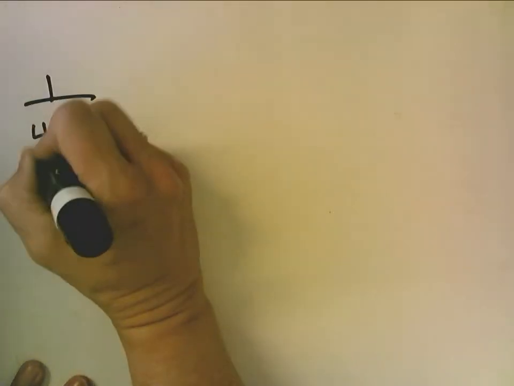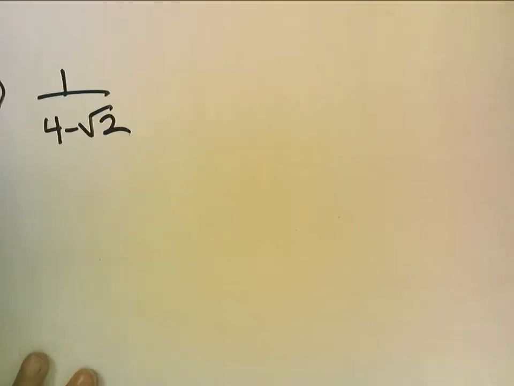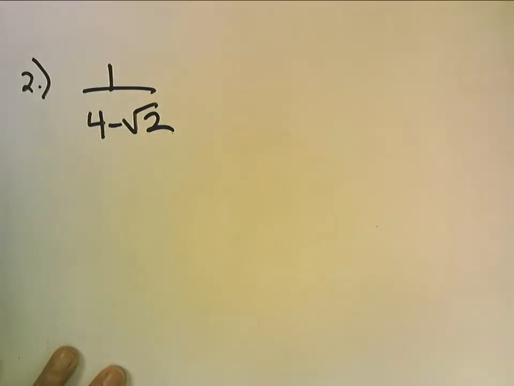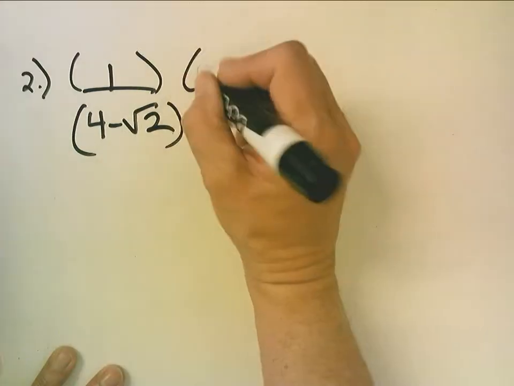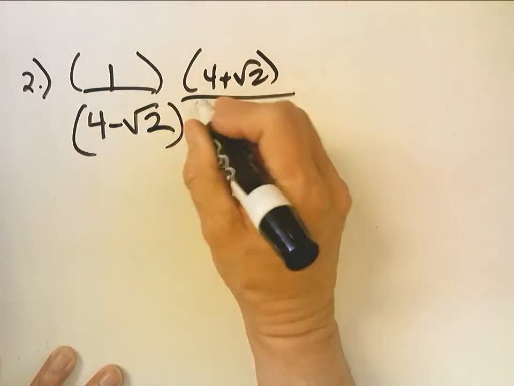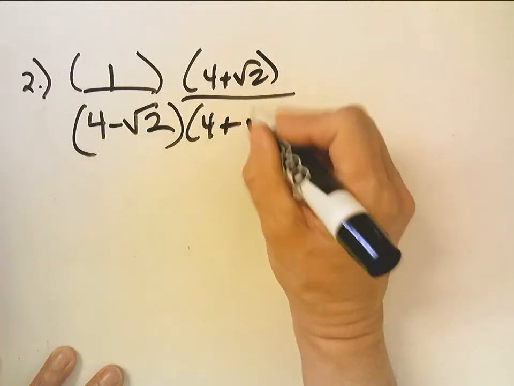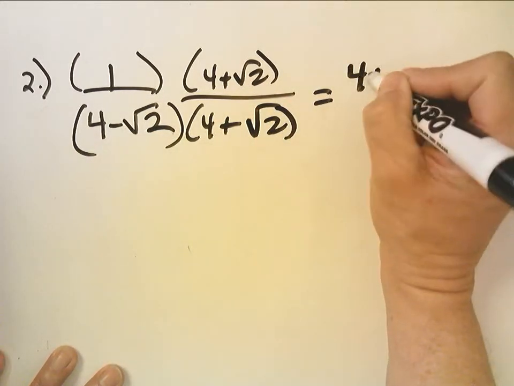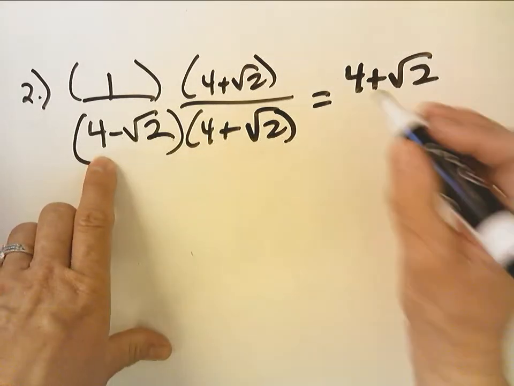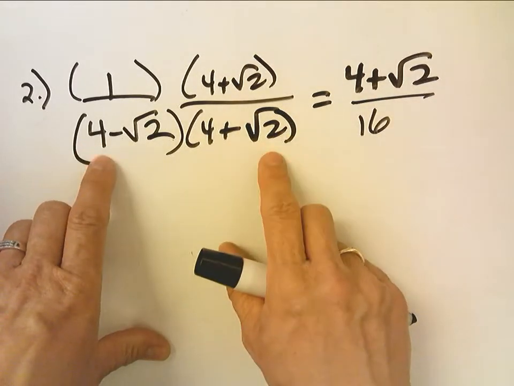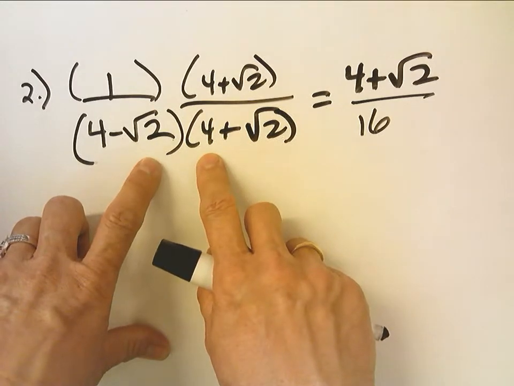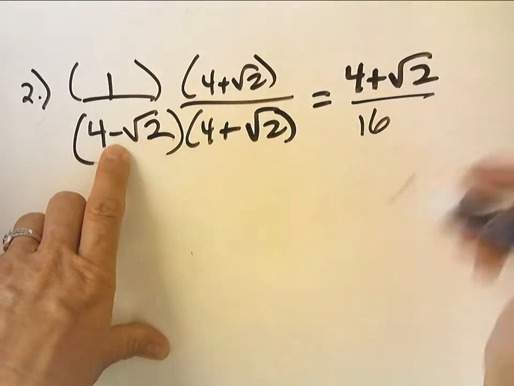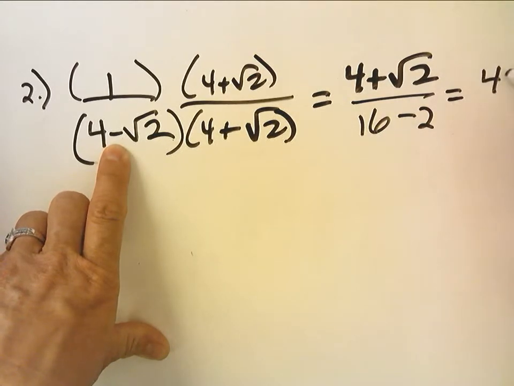Okay, so let's look at number 2. We have 1 over 4 minus root 2. Now, to get rid of this, I'm going to multiply the top and the bottom by 4 plus root 2. Notice it's the exact same numbers, but a different sign. The result is you multiply 4 times 4, which is 16. 4 times root 2 and negative 4 times root 2 will drop out, so I ignore them. Minus root 2 times root 2 is minus 2. So this becomes 4 plus root 2 over 14.